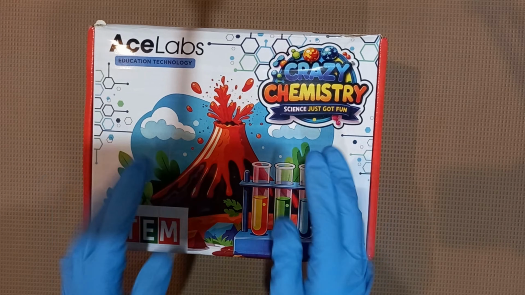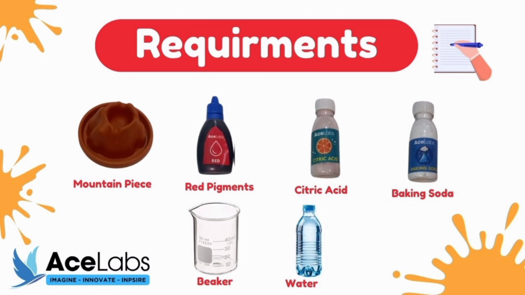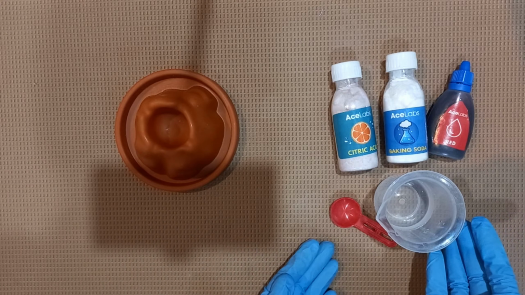Today, we are going to simulate the volcanic eruption using a simple experiment. For this purpose, you need a red pigment, citric acid, baking soda, beaker, water, and a mountain piece. Here we have all the apparatus.